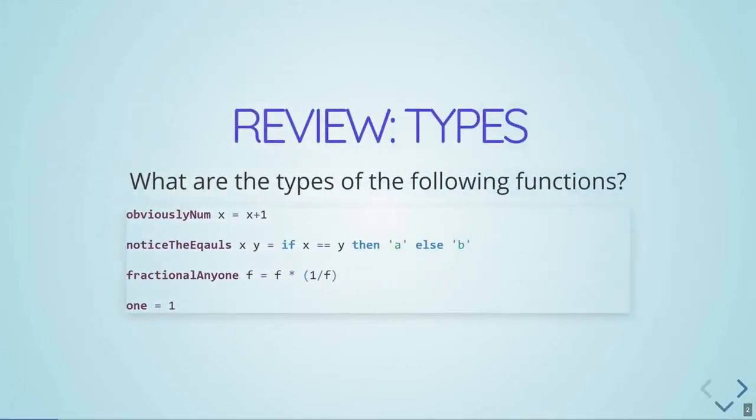So before we get into that, let's do a review of how types work inside Haskell. Let's go right back to the first tutorial. What are the types of the following functions? Obviously num takes an x and then adds 1 to x. The key to realizing what the type of x is going to be is that x is used with the plus operator, and the plus operator is part of the num class.